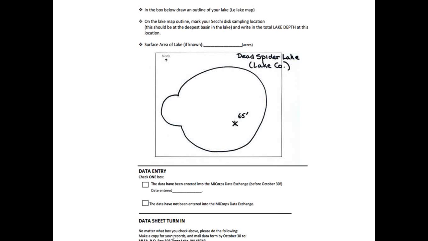Then no matter what you do, we ask that you make a copy of this data sheet for yourself, and then you would mail it, normal snail mail, U.S. Postal Service, to MLSA at this address. So that's how we keep a long-term record of the data. We'll also have the data on the data exchange, but we want the paper copies too.